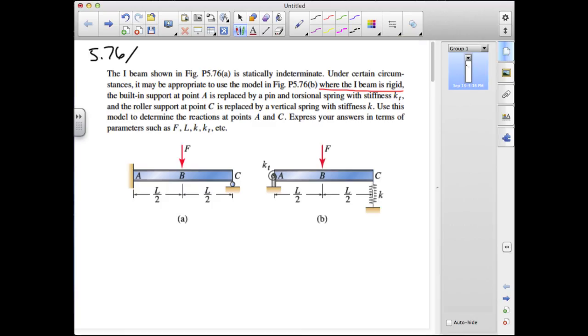So here, the built-in support at A is going to be replaced by a pin and torsional spring with stiffness K sub T, and the roller support at point C is going to be replaced by a vertical spring with stiffness K. We want to use this model on the right to determine the reactions at points A and C, expressing the answer in terms of parameters such as the force, the length, and the spring constants. Take a few minutes now to try this problem yourself. Resume playing when you're ready to see a solution.